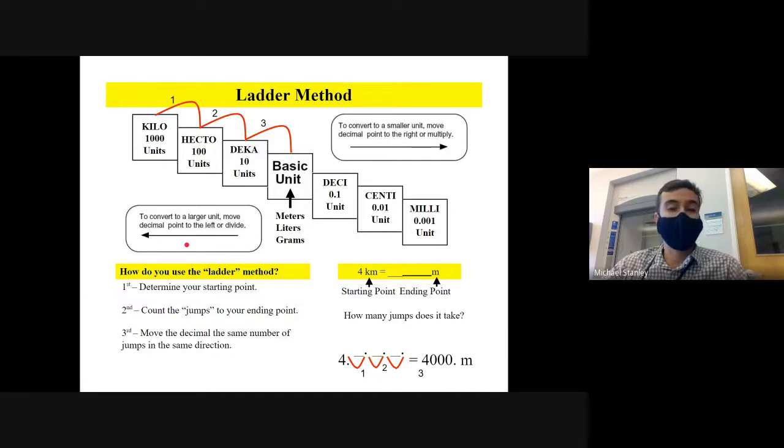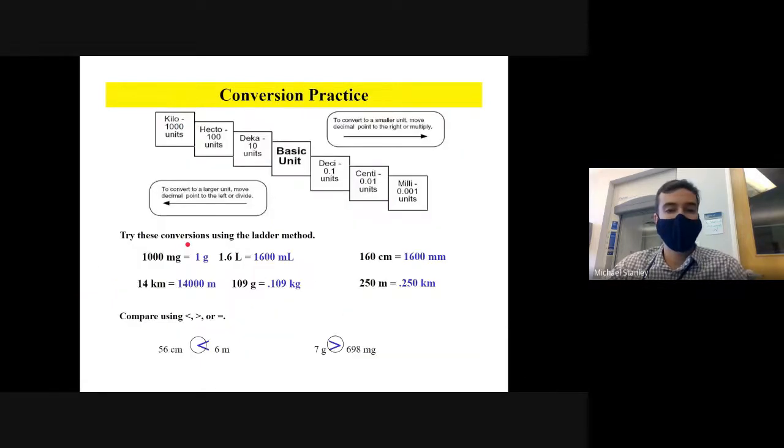All righty, so let's go look at some more examples of this. I like these ones because it already kind of shows you the answer, so it'll show you where I'm going to go. So for a really simple one, let's look at this first one down here. This says that 1,000 milligrams should equal 1 gram. So I want to check if that's right.